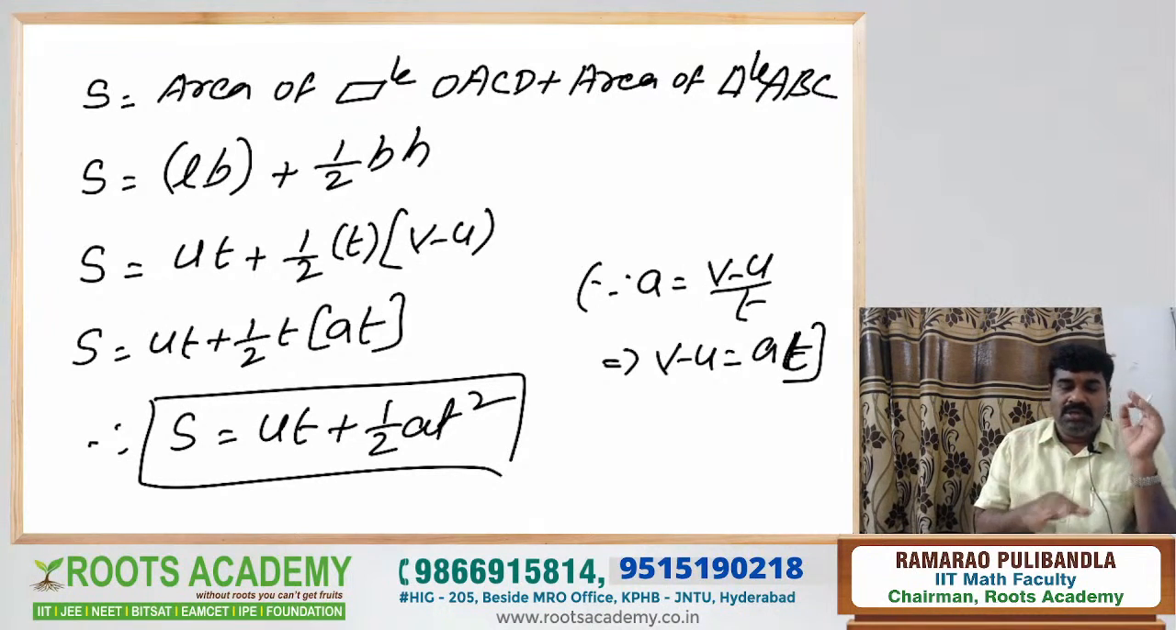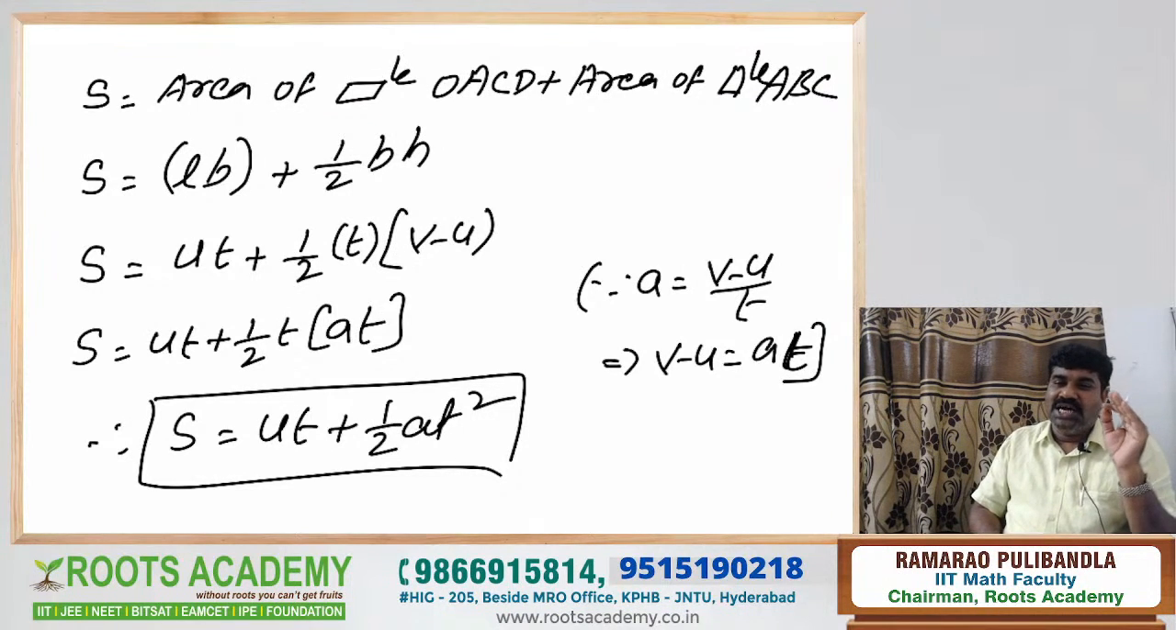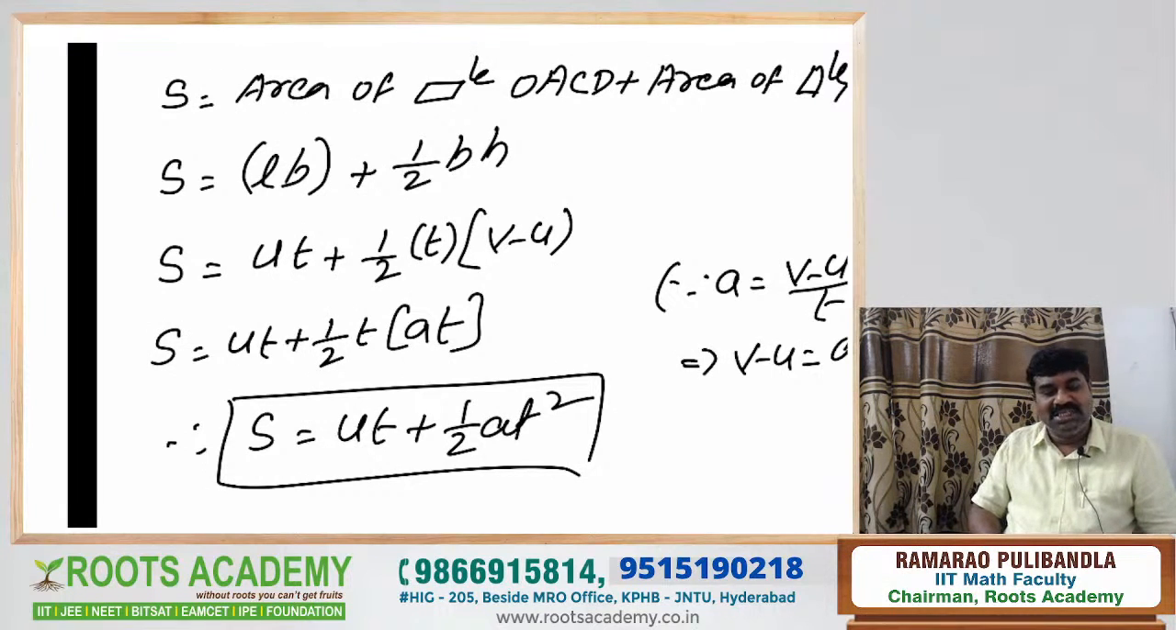Simply, let us consider a body that starts with initial velocity u, moving with uniform acceleration a, and acquires a velocity v after t seconds. First of all, we consider that. Then we draw the velocity-time graph, starting with initial velocity u and acquiring the final velocity v after t seconds.